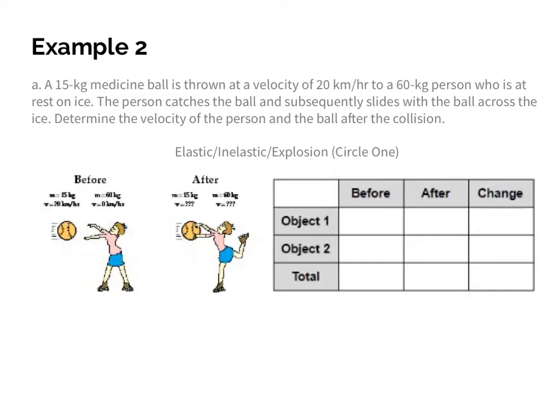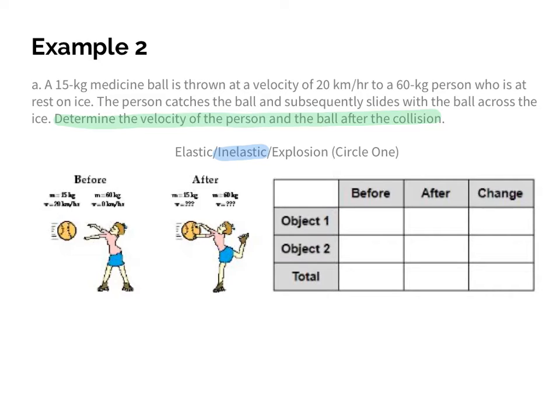So here I have a girl catching a medicine ball, and the girl is also on ice. She's going to catch the ball and they're going to slide together on the ice afterwards. Our goal is to use this information to determine the velocity of the girl and the ball after the collision. When you catch something, obviously you're going to hold on to that object, so you're going to move together. So this is like a stick collision, or what's called an inelastic collision.